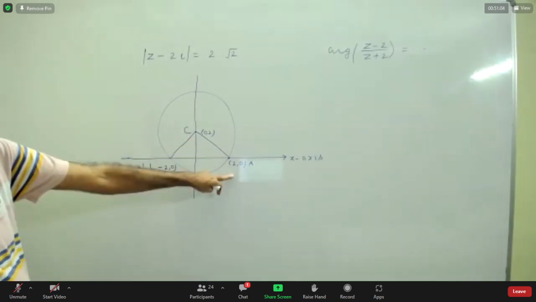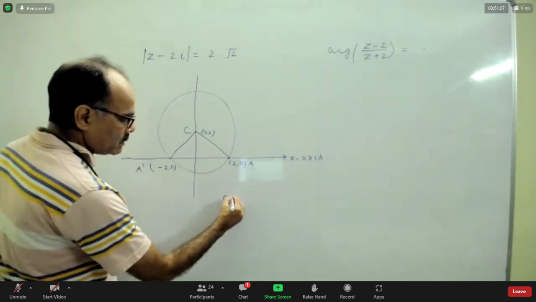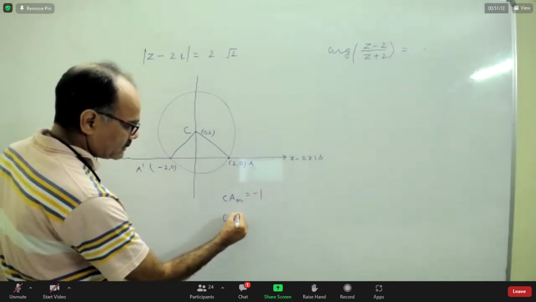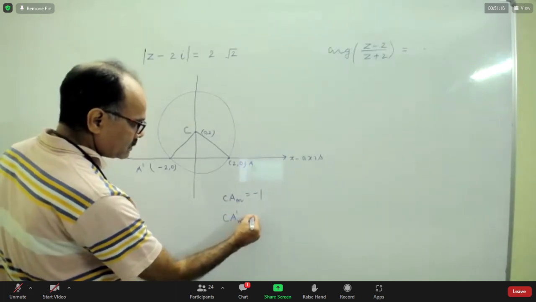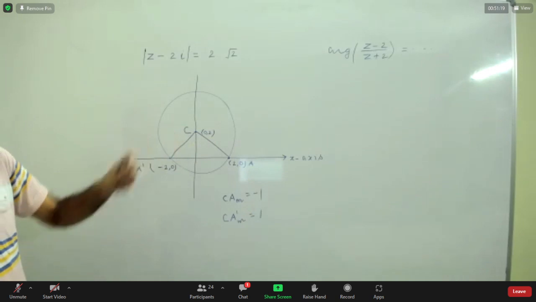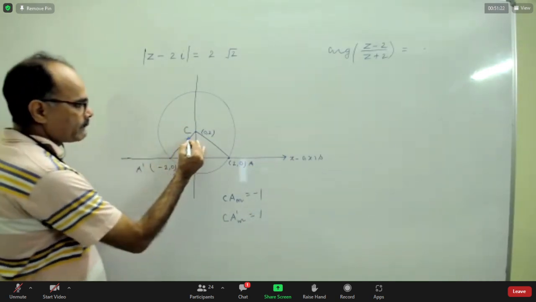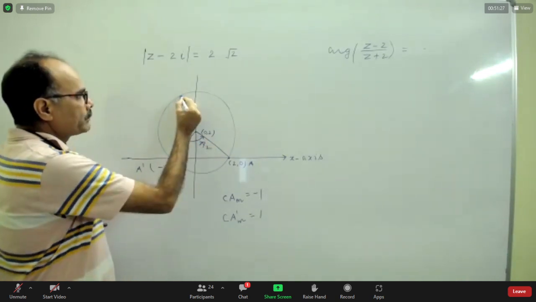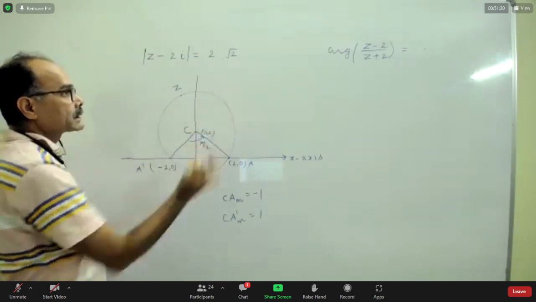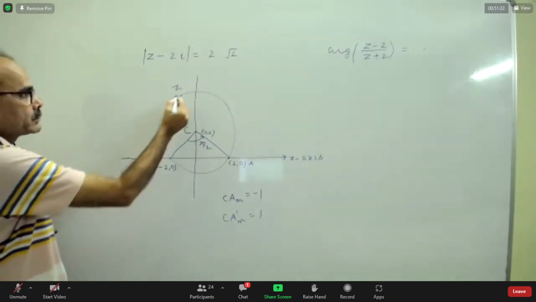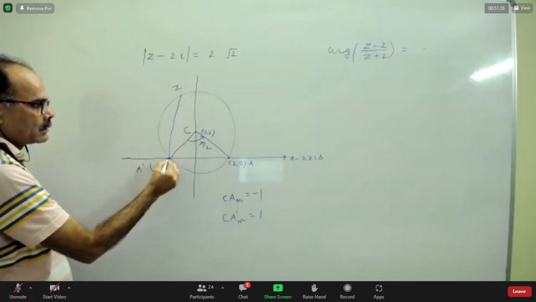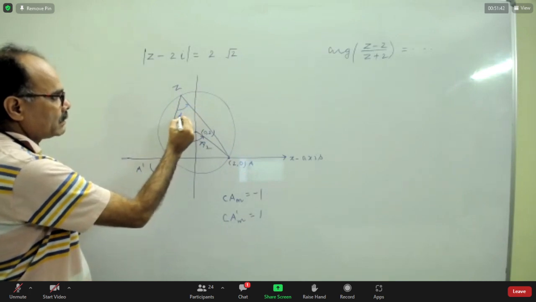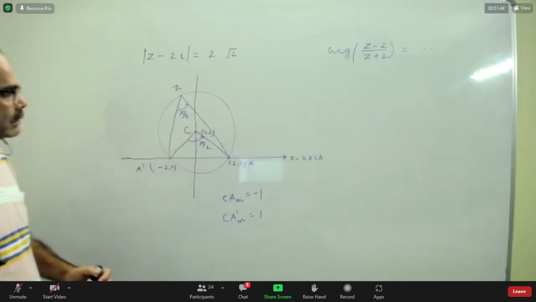What is the slope of CA? Minus 1. And the slope of CA dash is 1. Means this angle is 90. Now pick up Z anywhere on the circle. Same Z there. Join it. If you apply rotation, what will be this angle? Pi by 4.